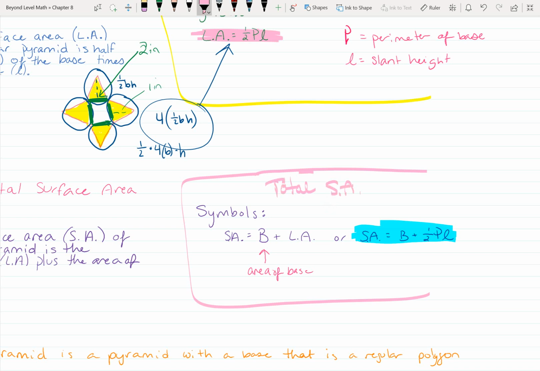Total surface area. So the symbol is surface area equals capital B, and remember capital B is area of the base, plus lateral surface area. Lateral surface area is 1/2 times the perimeter times the slant height. Now, you are going to write it like this because that capital B will change depending on what type of pyramid you're working with. If it's a triangular pyramid, capital B is going to be 1/2 base times height. If it's a square pyramid, it's going to be length times width, right? So that is our original, and then we'll break it down from there.